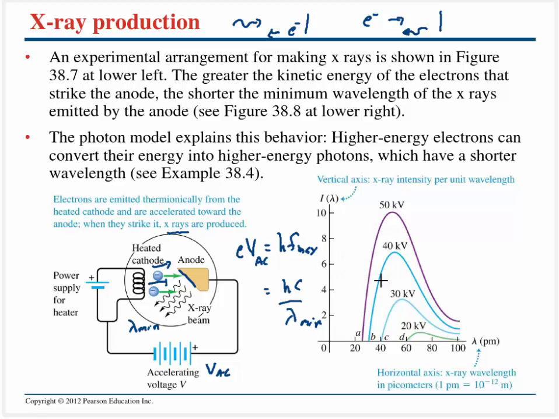What comes off of this is actually going to be a range of wavelengths, and you can see this right over there, and essentially not all of the energy might go into a single speed, so we're going to have a most probable wavelength coming off for various accelerating voltages.